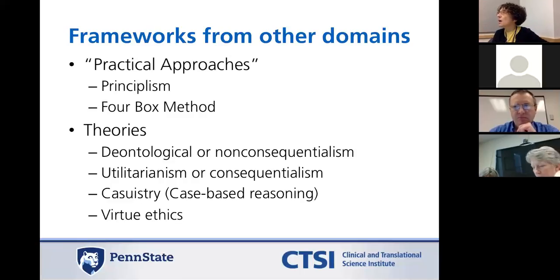There are theories that are turned to a lot in ethical decision making in clinical ethics, and to some extent in research ethics, we may unconsciously rely on them. There's non-consequentialism, which is really thinking about duties, utilitarianism, consequentialism, casuistry, looking back at prior cases to think about how to address issues coming up in the current case, and then virtue ethics, which really looks at motives and thinks about having the right desire or motivation in terms of the action that you take.